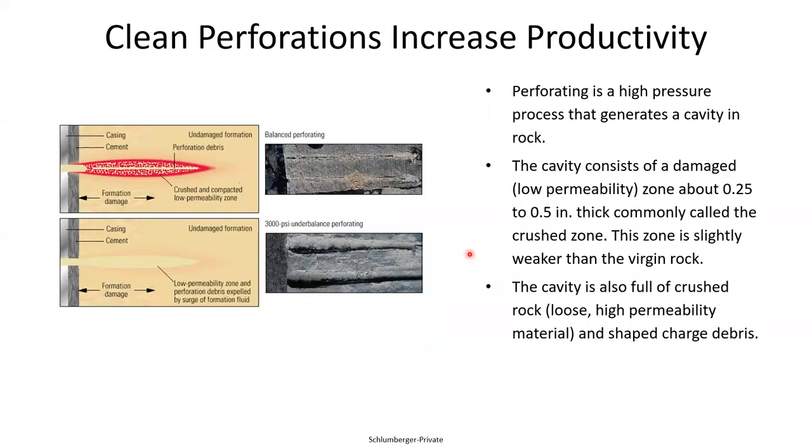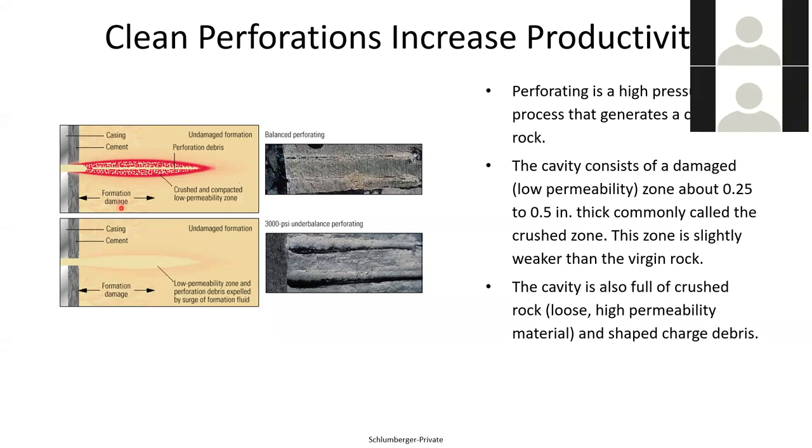So I'm showing you here an example. In this example, you can see in red the perforation debris and the crushed zone. Over here I'm also highlighting the formation damage, but I already selected a charge that can bypass the formation damage. It's very clear here that my perforation is bypassing the formation damage. And I want to go and clean this perforation debris and this crushed zone.